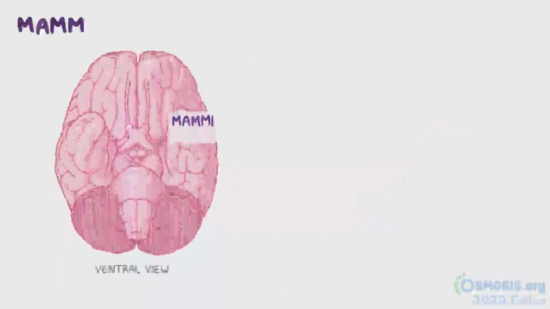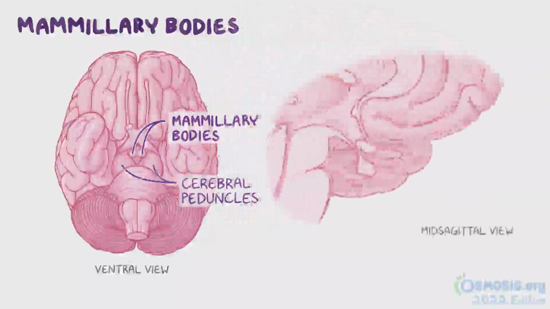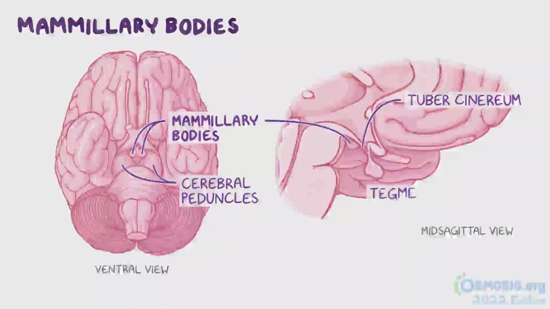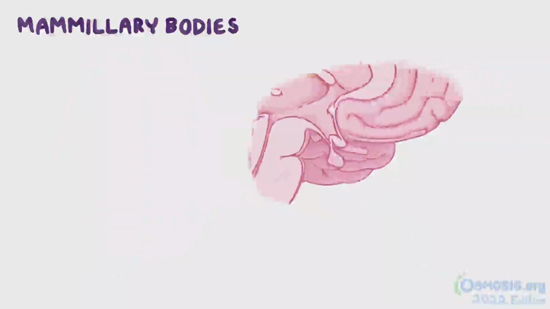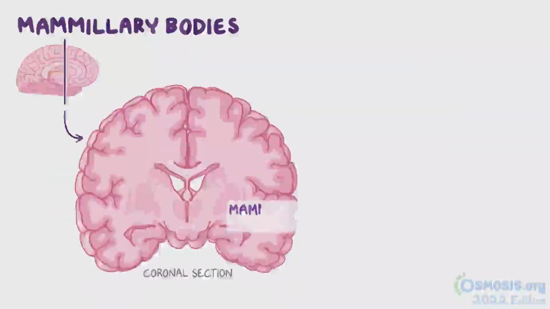And now let's look at the mammillary bodies, which are a pair of round nuclei belonging to the hypothalamus that can be seen on the ventral surface of the brain. They are located posterior to the tuber cinereum of the hypothalamus, anterior to the midbrain, and between the cerebral peduncles. Similarly, in the mid-sagittal plane of the brain, they can be seen posterior to the tuber cinereum and anterior to the tegmentum of the midbrain. In the coronal plane, we can see the mammillary bodies inferior to the third ventricle.